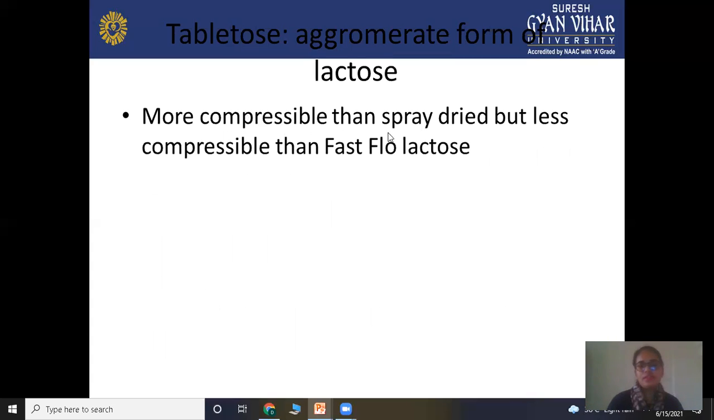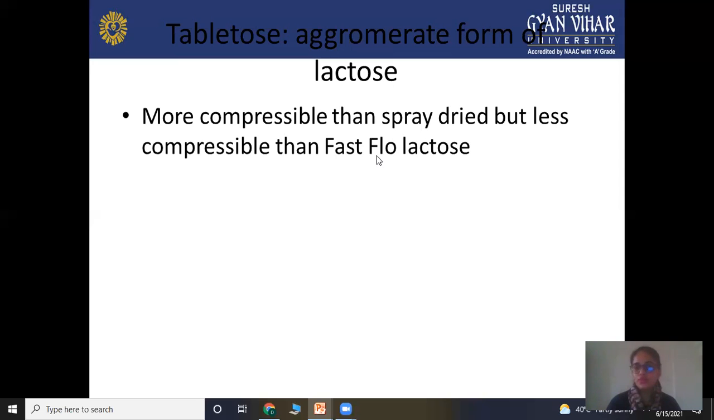It is more compressible than spread right, but less compressible than fast flow lactose. You can say that it is also average, but this is a more purified form compared to spread right lactose, but it has less compressibility than fast flow lactose.